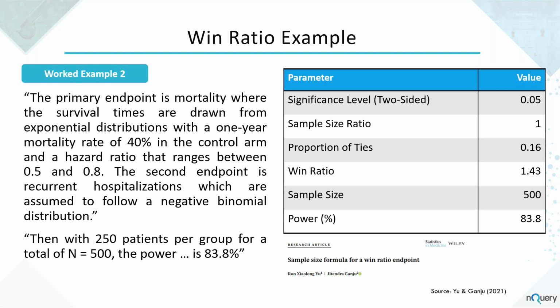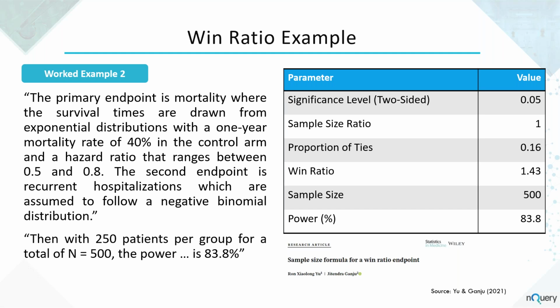We can see here the way they set up their simulation, where the primary endpoint is mortality, and the survival times for this are drawn from exponential distributions with a 1-year mortality rate of 40% in the control arm, and a hazard ratio that ranges between 0.5 and 0.8. However, for the example that we're looking at here, we're going to be assuming that the hazard ratio was 0.7.